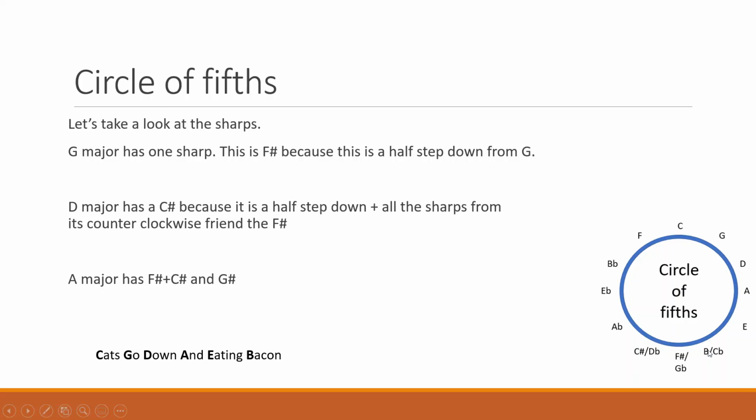So how about E major? Has 1, 2, 3, 4 sharps. So all the previous ones, F sharp, C sharp, G sharp, and D sharp. Why? Well, before G comes F, before D comes C, before A comes G, and before E comes D. So F sharp, C sharp, G sharp, D sharp. And you can remember the sharp side with the sentence, cats go down and eating pecan.